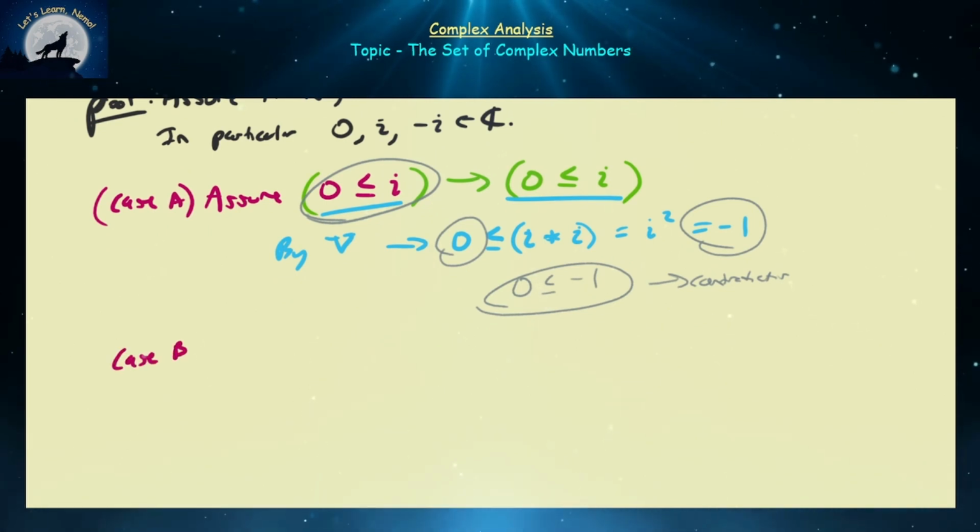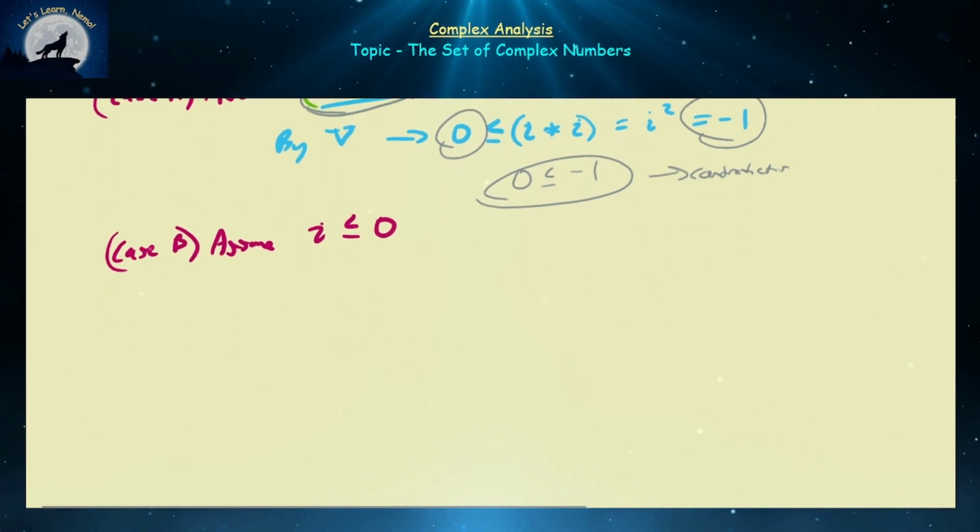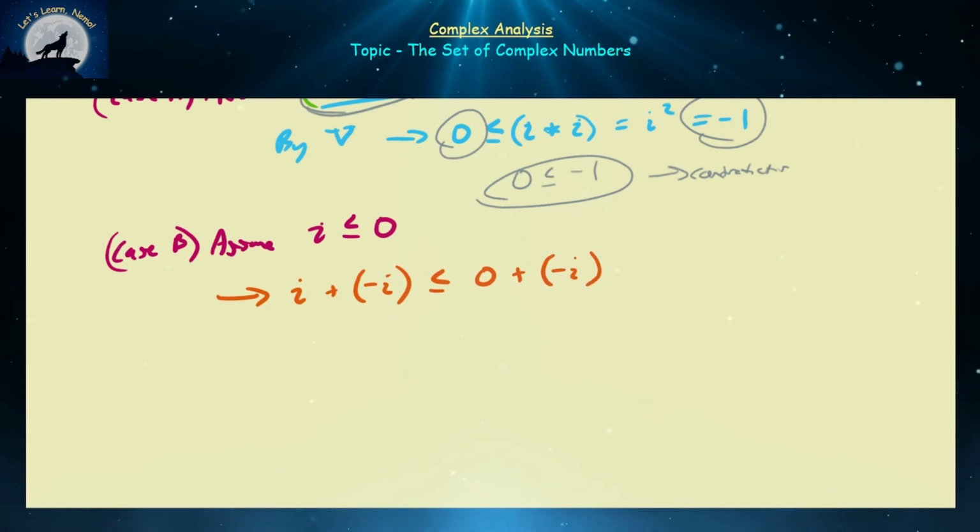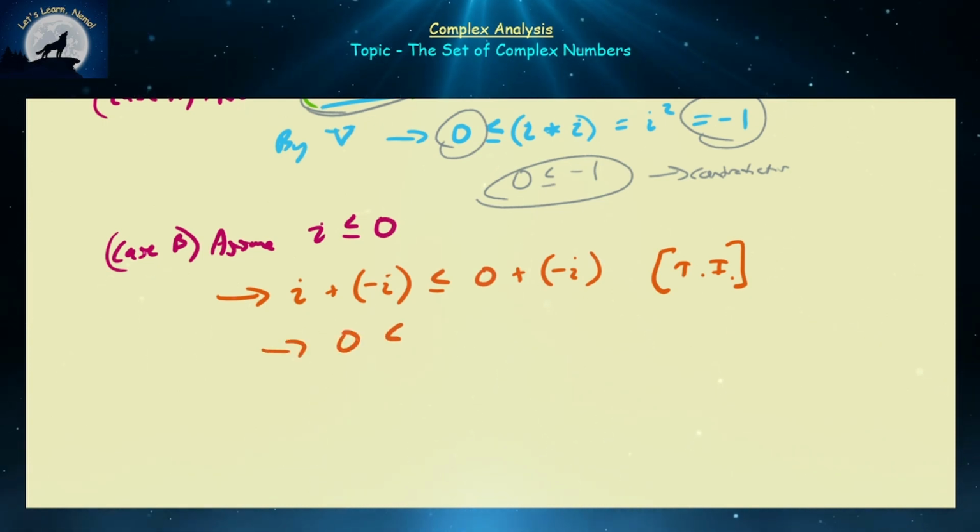So if it is an ordered field, that means that i must be less than or equal to 0. Because if the first isn't true, that means the second has to be true if this is indeed an orderable field, right? So if i is less than or equal to 0, where would the contradiction for this come into the picture? So if i is less than or equal to 0, then by translation invariance, we have that i plus minus i will be less than or equal to 0 plus minus i, right? So this is our translation invariance property of the ordering relation. And i plus minus i, that's obviously going to give us 0, and we're going to have that 0 is less than or equal to minus i.